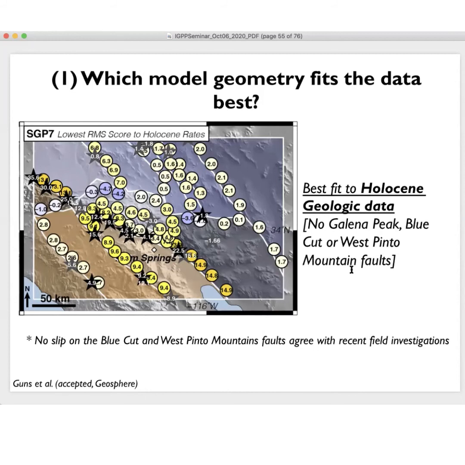And I won't go too deeply into this, but this is very interesting because some recent geologic investigations along both the West Pinto Mountain fault and the Blue Cut fault suggest that they're no longer active today. So the fact that we might see some sort of agreement between Holocene geologic data and what the GPS data agrees with, it's interesting. It's food for thought, if nothing else.